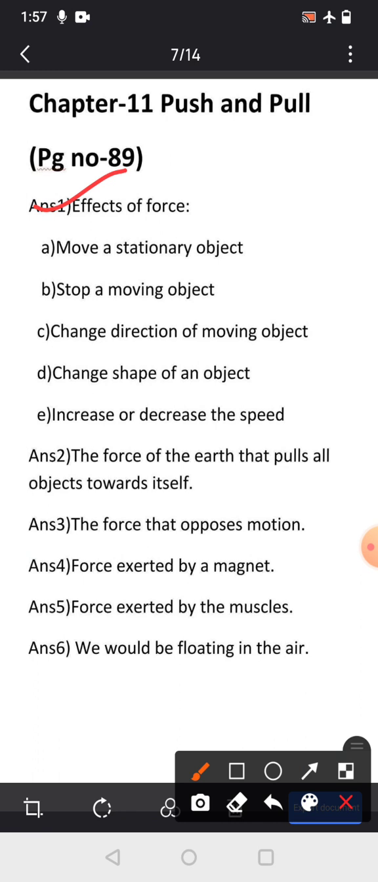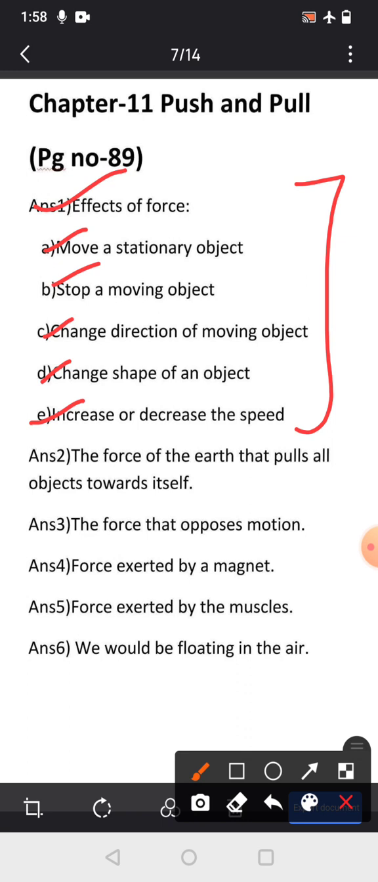Number 1 question is list the effects of force. You have to list the effects of force. It is already given in your book also. So here I have written effects of force. It can move a stationary object, right? Ball you can move. You can stop a moving object. Number C, you can change the direction of a moving object with the help of force. Number D, change shape of an object. Number E, increase or decrease the speed. All these things we have already discussed in the chapter.